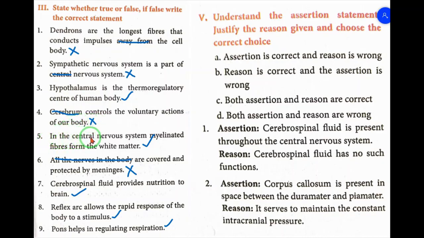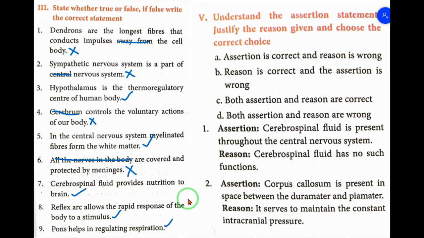Number 5. In the central nervous system, myelinated fibers form the white matter. True. Number 6. All the nerves in the body are covered and protected by meninges. False. The brain and spinal cord. That is the correct answer. Number 7. Cerebrospinal fluid provides nutrition to brain. True. Number 8. Reflex arc allows the rapid response of the body to a stimulus. True. Number 9. Pons helps in regulating respiration. True.